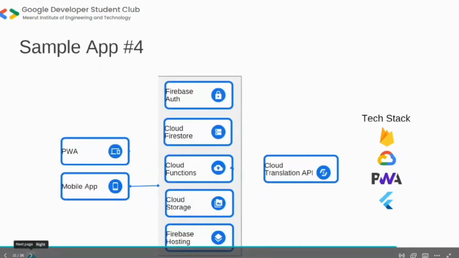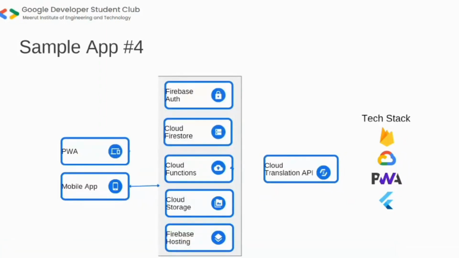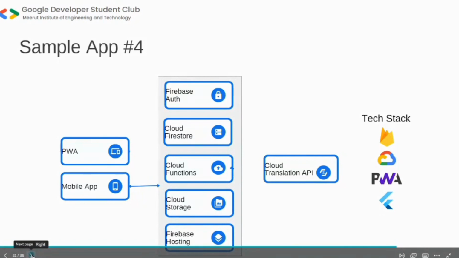Now here is another example in which you can build a PWA or a mobile app, whatever suits you. We have already discussed these tech stacks like Firebase authentication, Cloud Firestore, Cloud Functions, etc. The unique technology used here is Cloud Translation API. Now, what does Cloud Translation API do? Cloud Translation API is used to translate into more than 100 languages. It is a Google technology which we are using in our day-by-day life, which is Google Translator. Next slide, please.